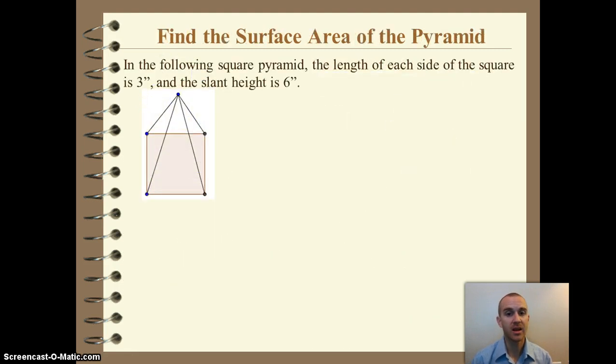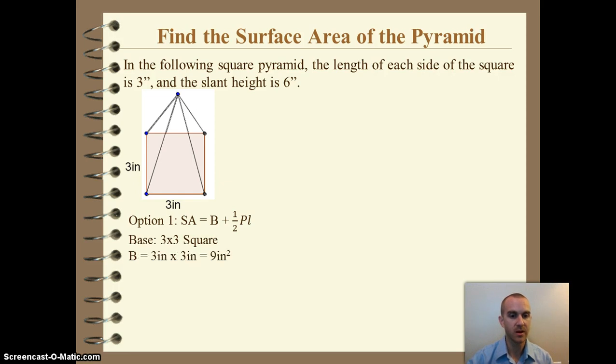Now let's say we look at a pyramid, and this pyramid has a square base, which is 3 inches wide, and a slant height of 6 inches. So again, I could use the formula I have, which is the area of the base plus 1/2 the perimeter of the base times the slant height. So if I label my base, I can say that the area would be length times width, since it's a 3 by 3 square, which is 9 square inches. The perimeter would be adding the four sides together, so 3 plus 3 plus 3 plus 3 gives me 12 inches.